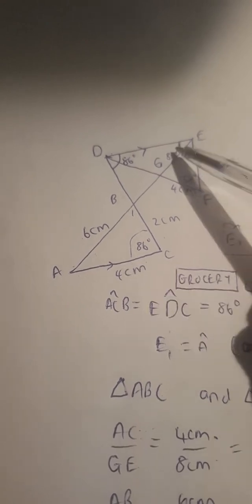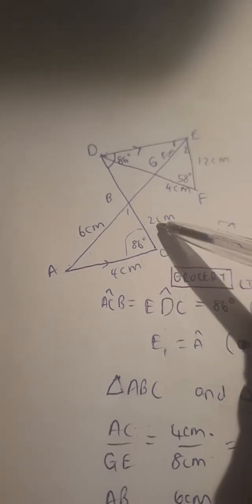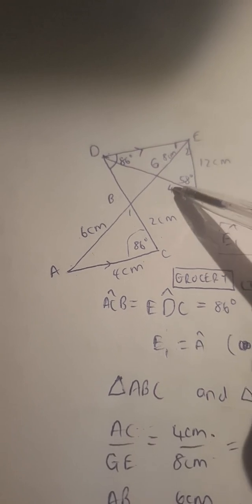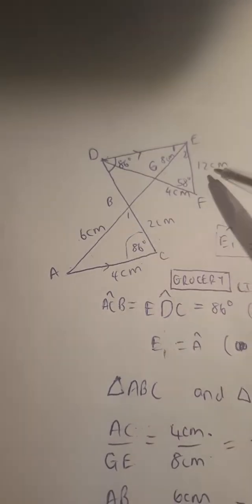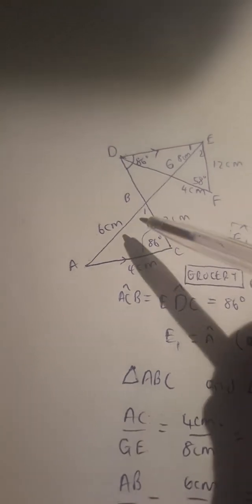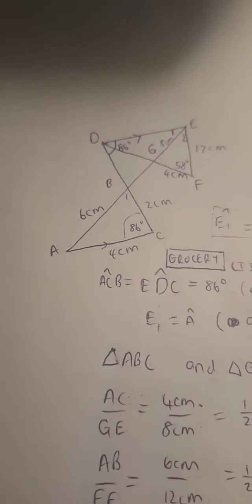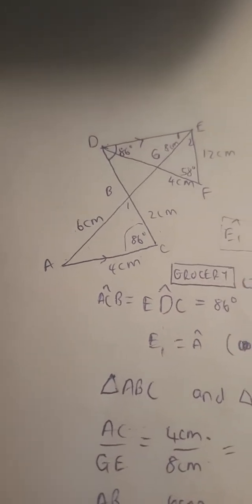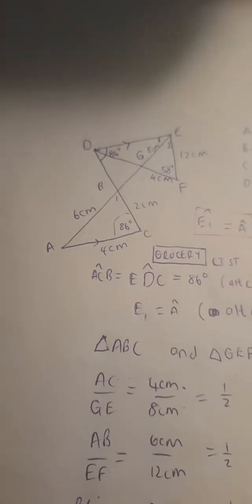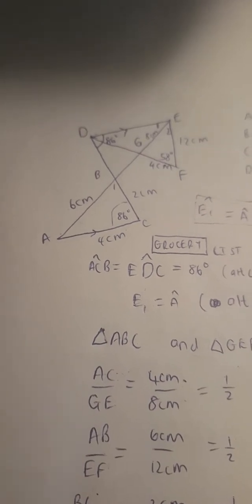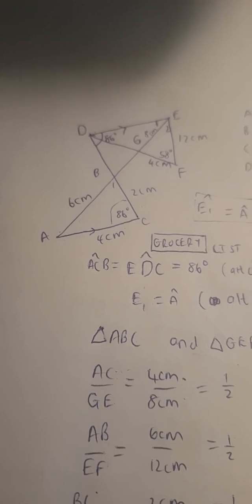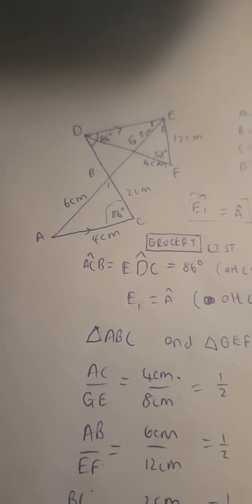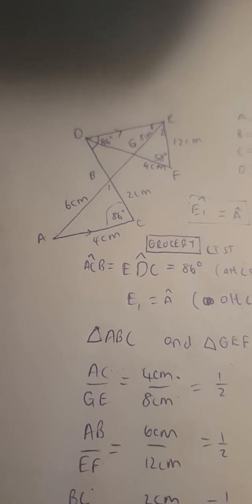AC, if I multiply this by 2, I get that. BC, if I multiply this by 2, I get that. AB, if I multiply this by 2, I get that. So that means that the sides of these triangles are in the same proportion. Now let us conjure up the relationship. If you get the same ratio for all, that would also be correct.